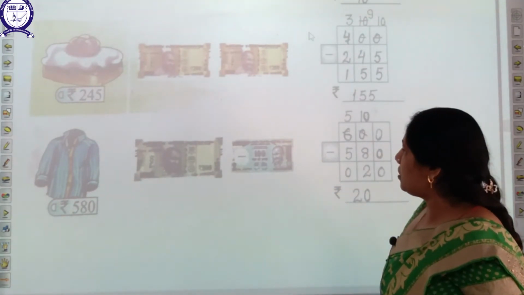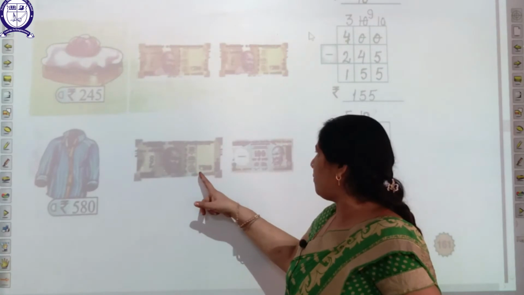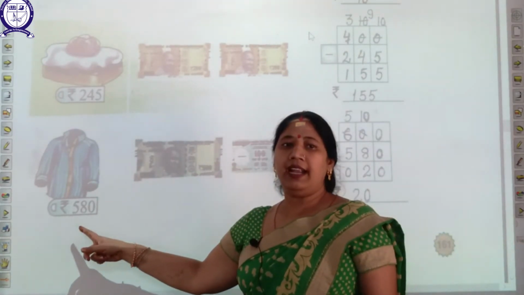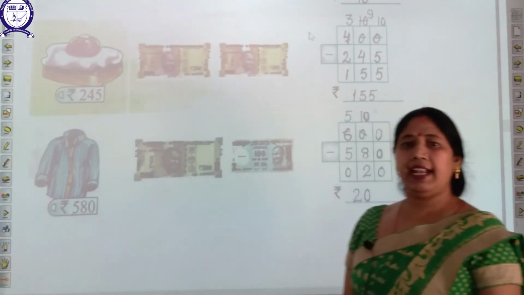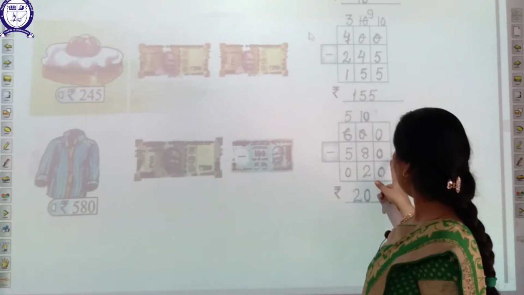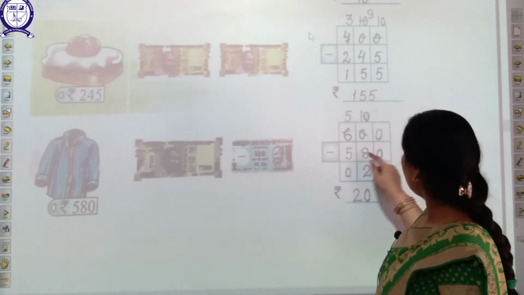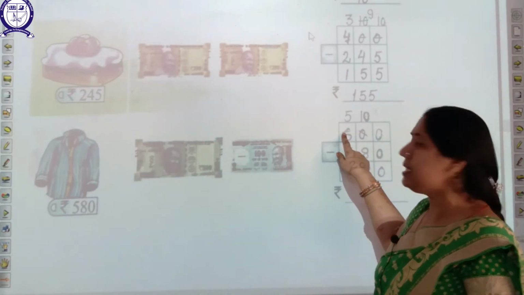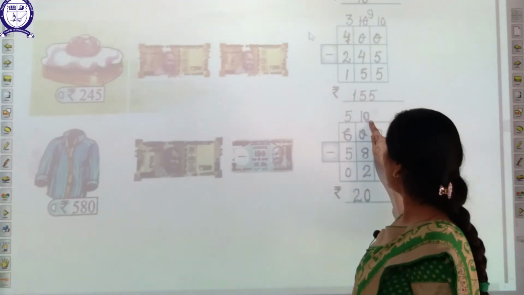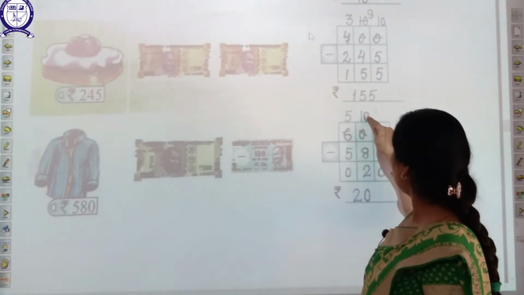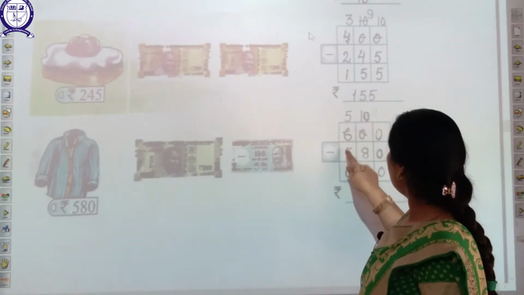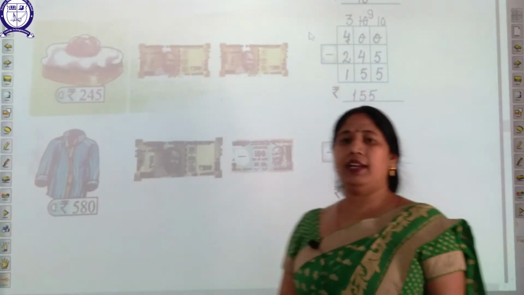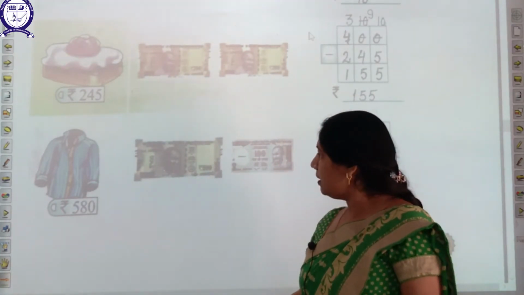Come to the next question. We have given the shopkeeper 500 plus 100, 600 rupees, and we have bought the item for 580 rupees. So minus 580. 0 minus 0, 0. 8, and here is 0, so we have to borrow from the 100s place 5, and we have to add 10 here. 8 out of 10 is equal to 2. 5 out of 5 is equal to 0. So the shopkeeper returned us 20 rupees.